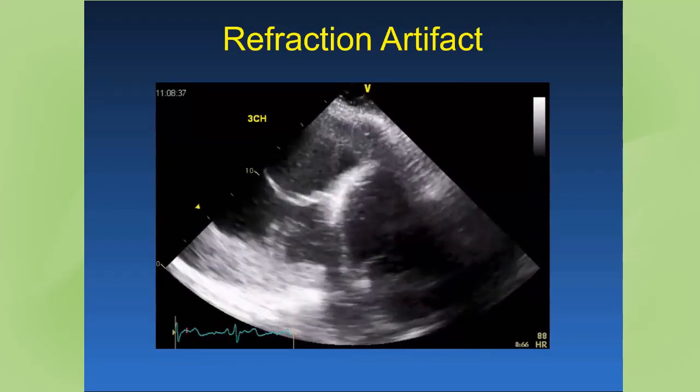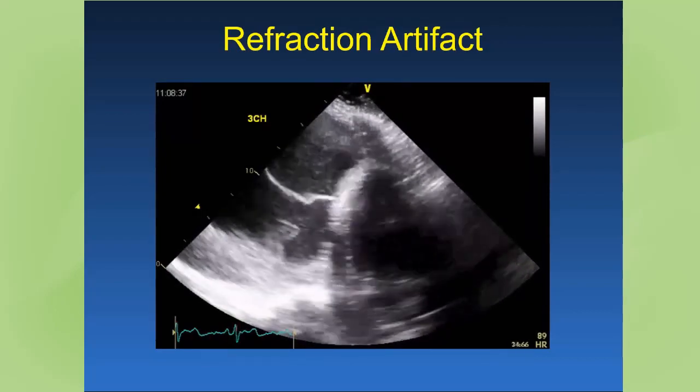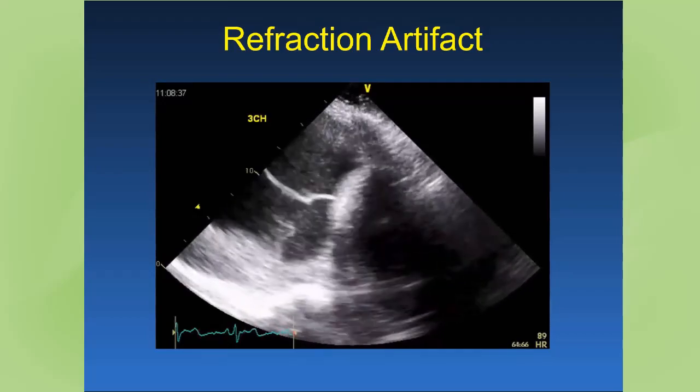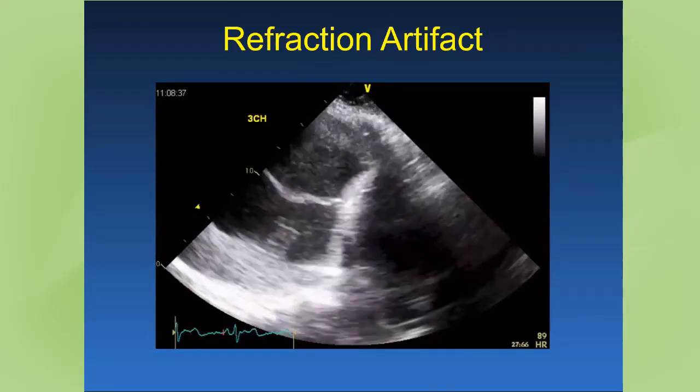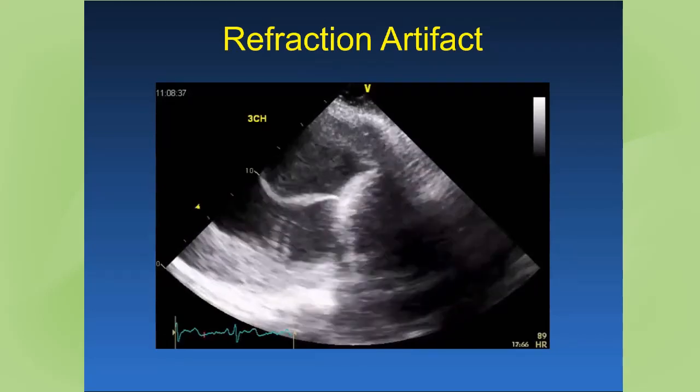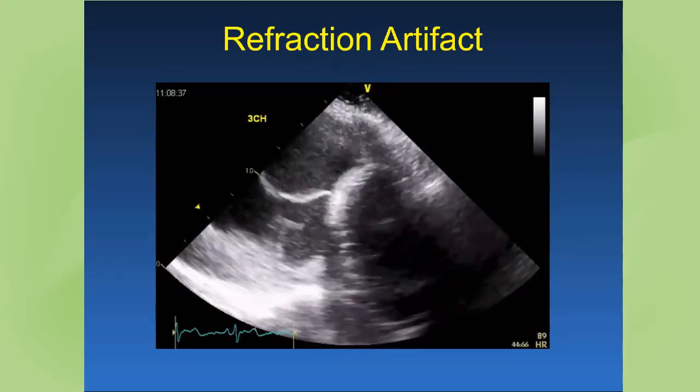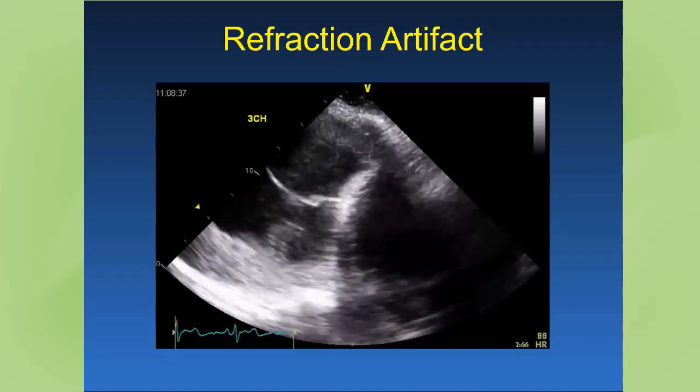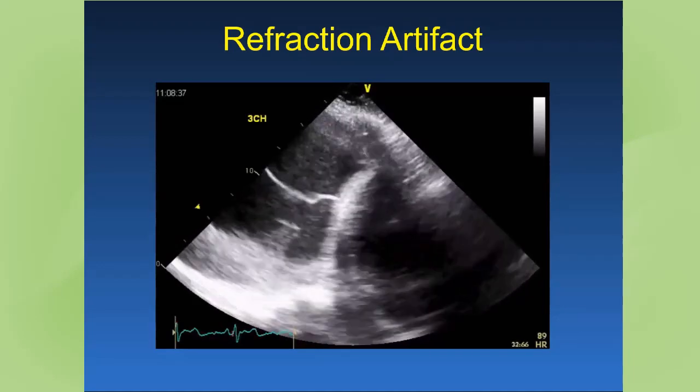I also see this sometimes if I'm in an apical four-chamber view and I'm looking at the RV free wall. Sometimes if it's right on the edge of the screen, I'll see a shifting, like midway down the right ventricle, a shifting of it over, and that's from a refraction artifact.